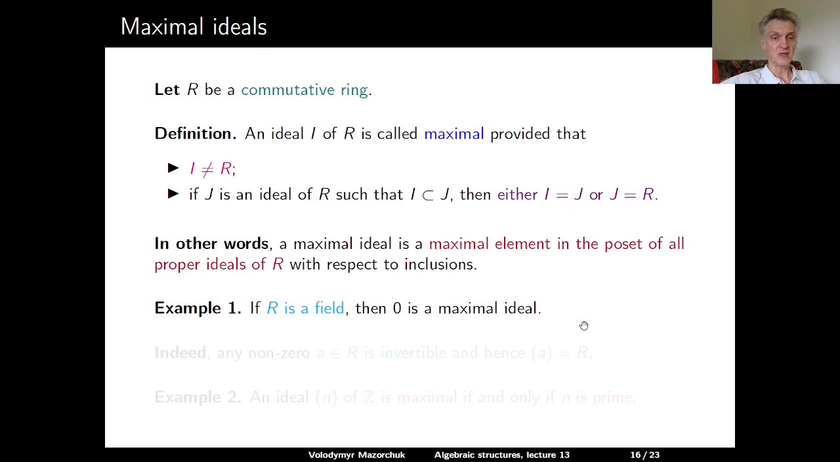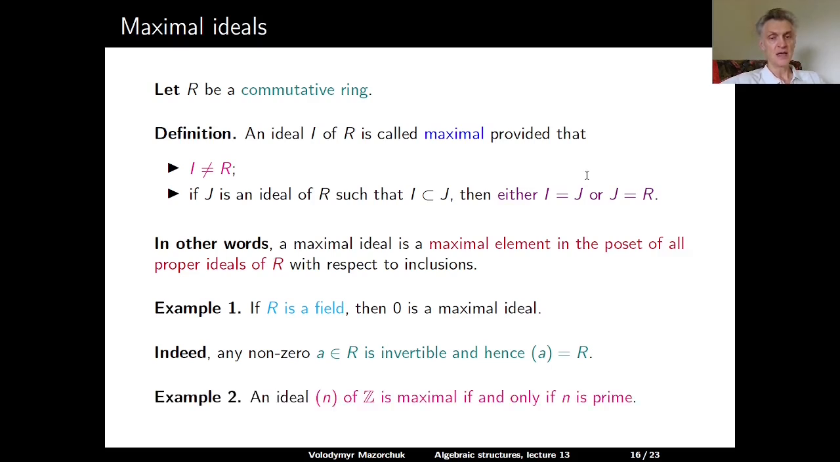For example, if R is a field, then 0 is a maximal ideal. Indeed, any non-zero element A in R is invertible, and so if we generate our ideal by such an element, we necessarily will get the identity element, and of course the identity element generates the whole of R. So any ideal generated by any non-zero element is the whole of R, so these conditions are trivially satisfied. And also we can see that an ideal generated by a positive integer n in the ring of integers is maximal if and only if n is a prime number.